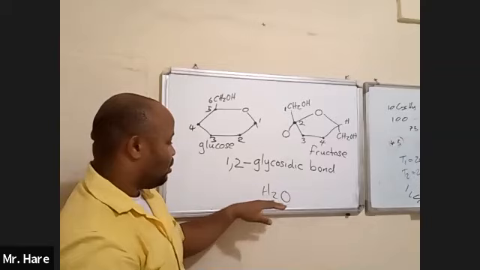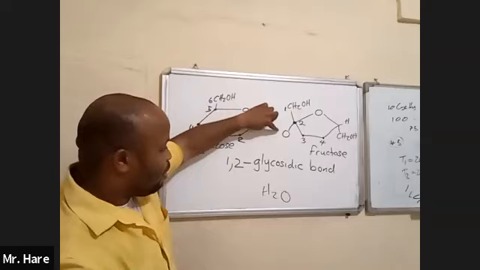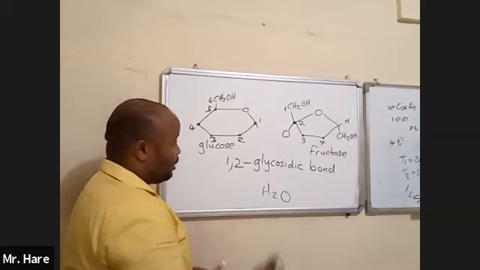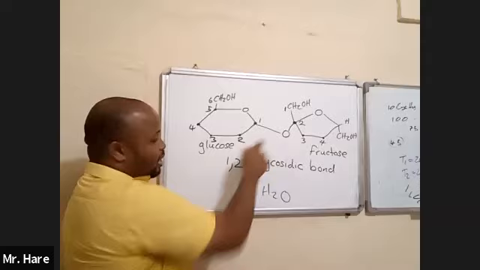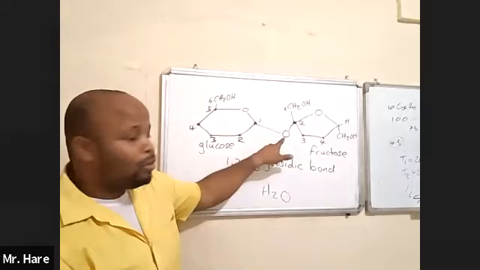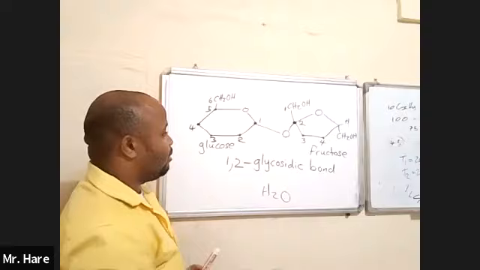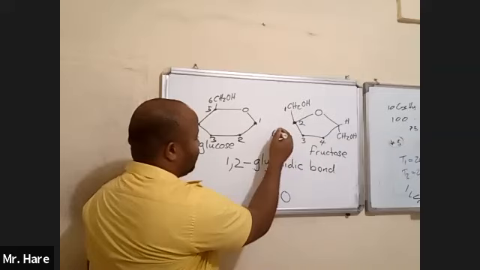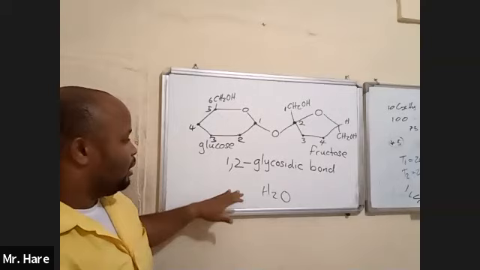And then this carbon here can form a bond with this oxygen. That is what happened: we form a bond between the carbon and the oxygen. So this oxygen is what is used to join fructose with glucose. That is a 1-2 glycosidic bond.